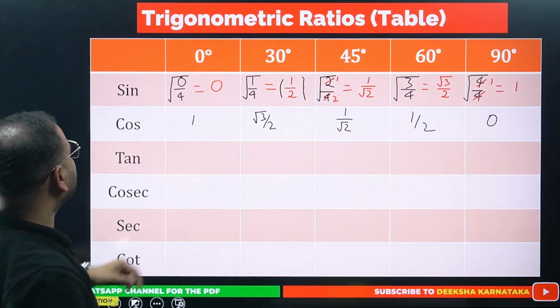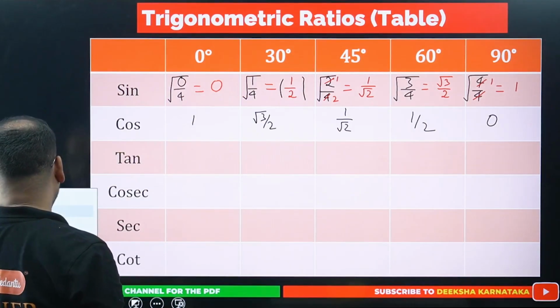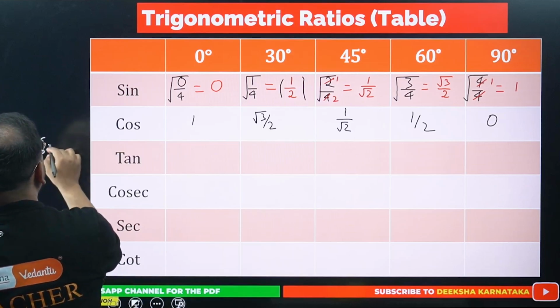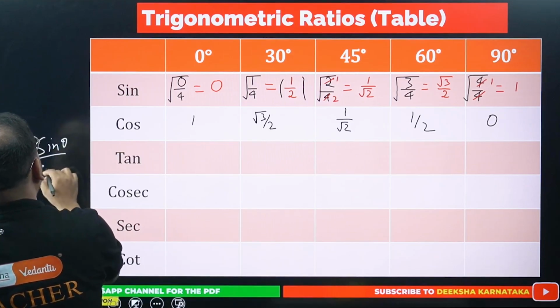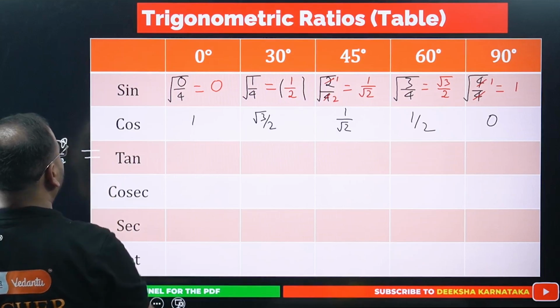Sine by cos is tan. Sine by cos is tan. Don't forget: sine theta by cos theta is equal to tan theta.